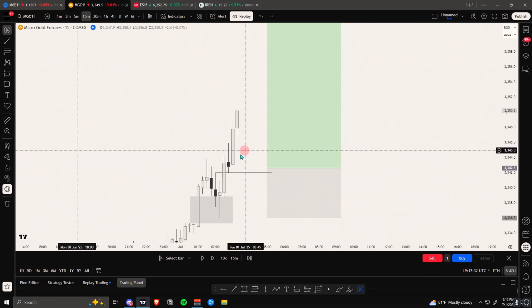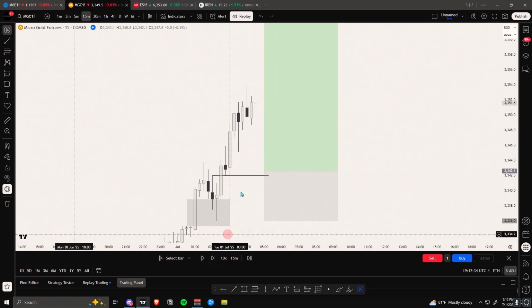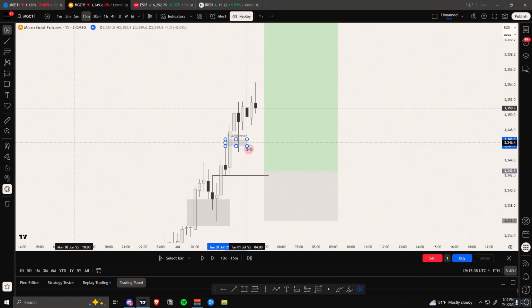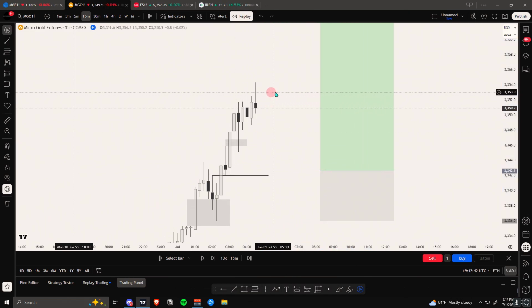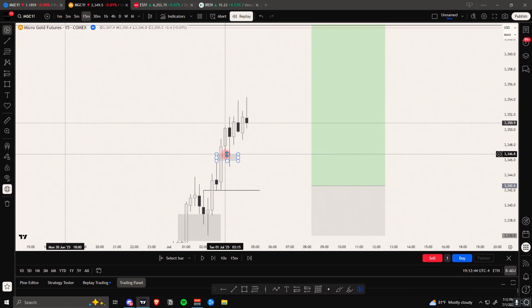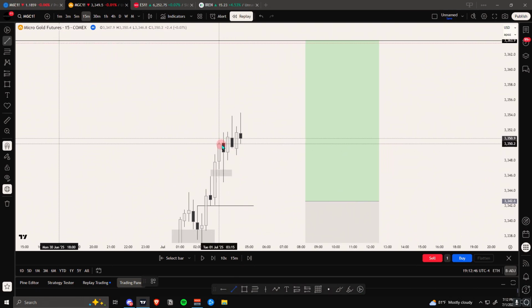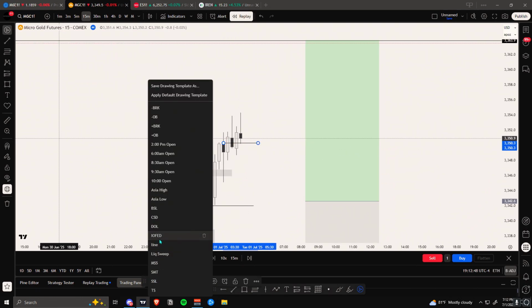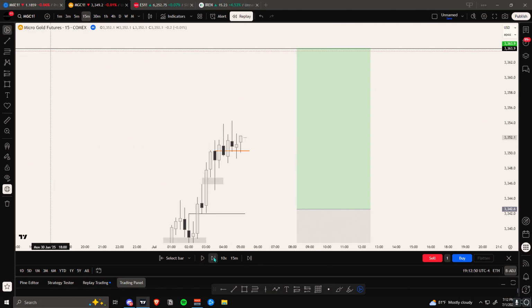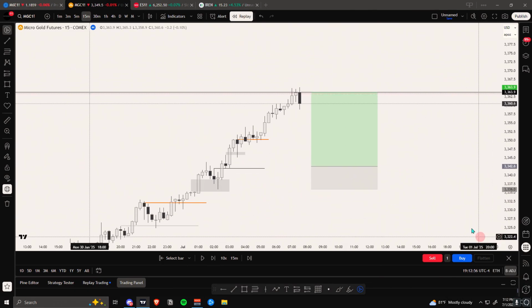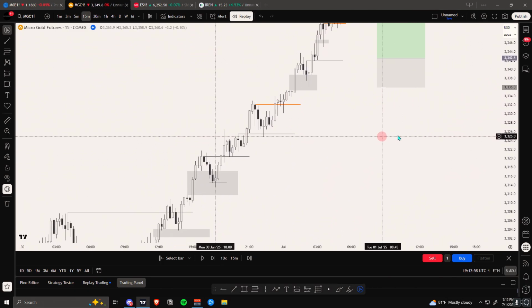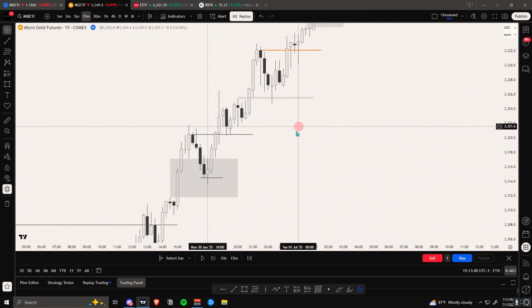Fair value gaps getting left open, price continuing to rebalance inefficiencies, continuing to rebalance fair value gaps, and price continues to close above down close candles, and the rest is history. We're in an expansion phase, and it should be low resistance, no deep retracements, and you guys can see this entire price leg up is exactly what we just went over.